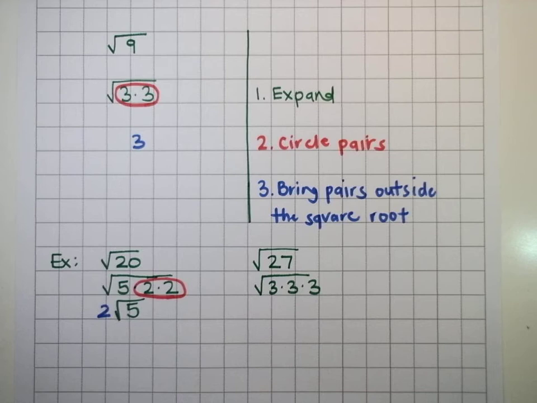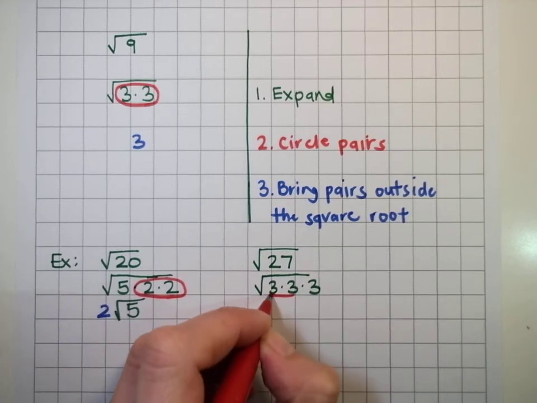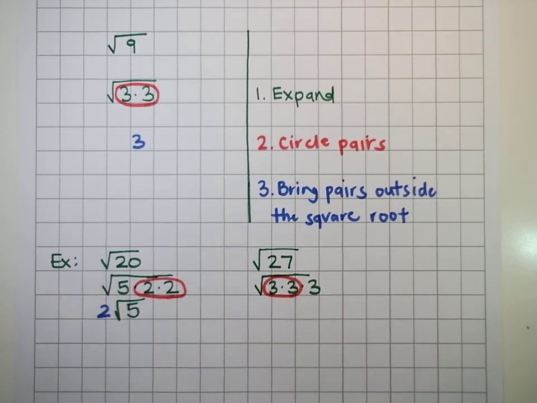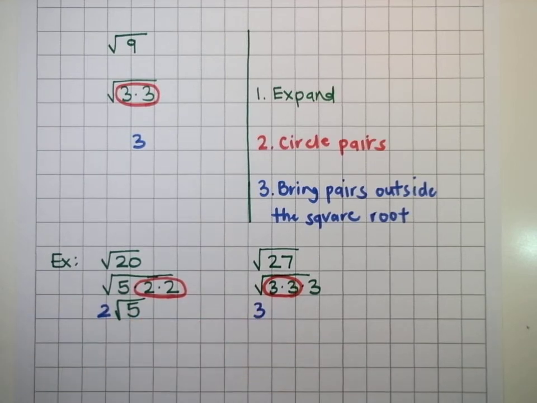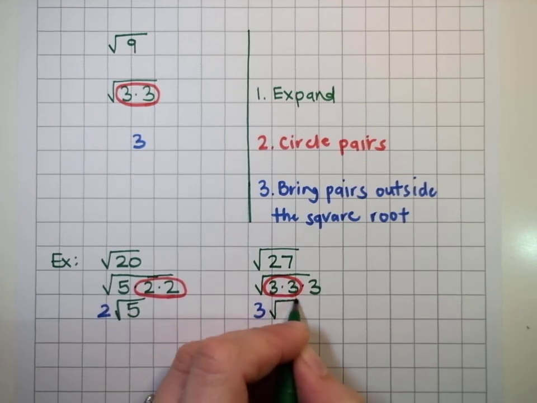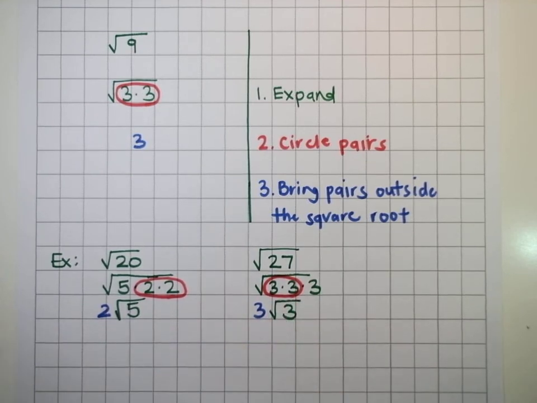So now we can look for pairs. We have a pair of 3's, which means 1 3 can come out, because the square root of 3 times 3 is just 3. Whatever's left inside stays inside.